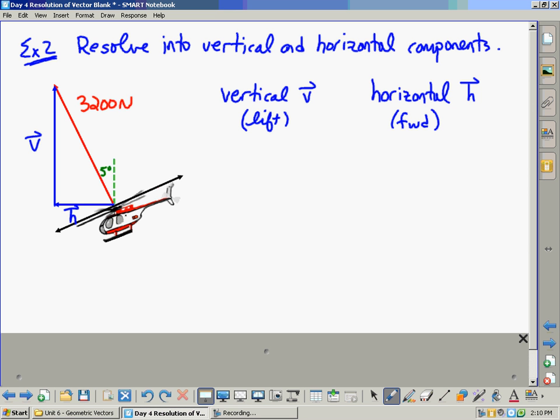The nice part about these two components is that you get a right triangle. So since we've got a right triangle, we probably don't need to use the sine law and cosine law. We can just use SOHCAHTOA. But again, we need some of the angles inside that triangle. Since this is 5 degrees and we have a right triangle, this is going to be 85 degrees. And we know that the red vector is 3,200. That's our hypotenuse.